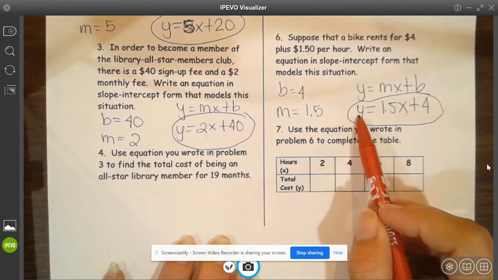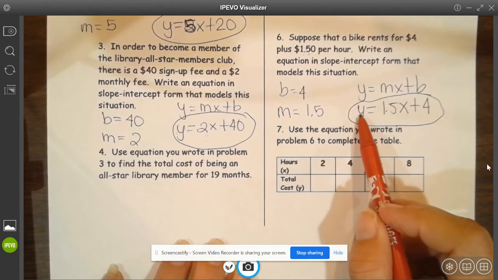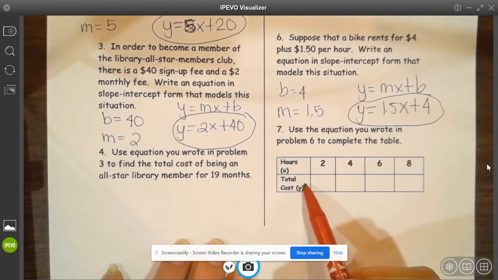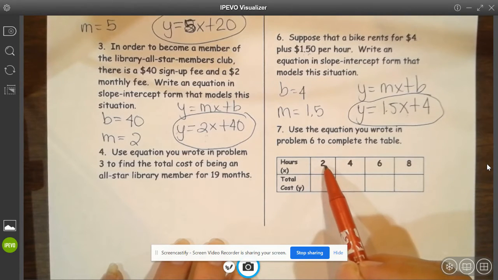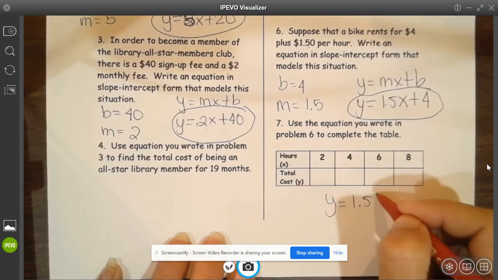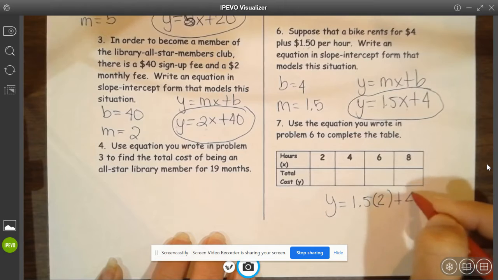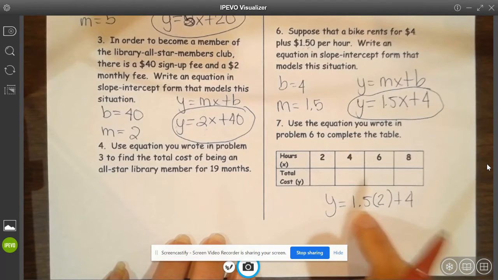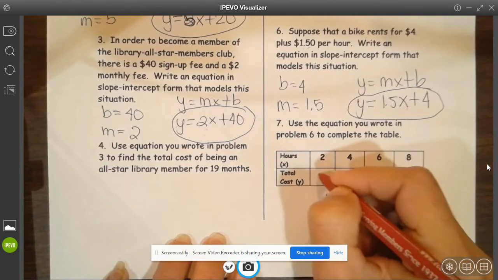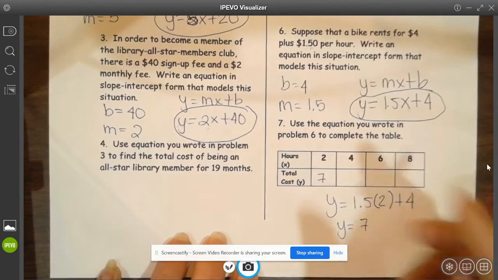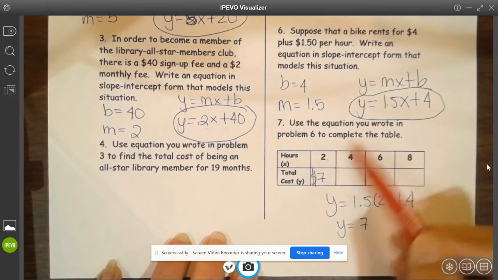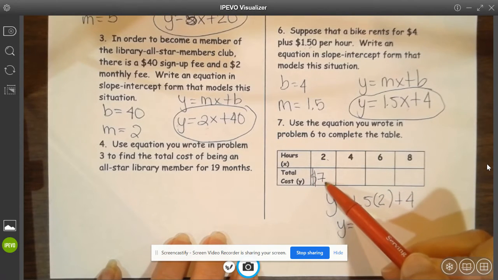And the total cost will be your Y. So hours will be your X and total cost will be your Y. So if we put 2 hours, let's substitute here. That's Y equals 150 times 2 plus 4. Let's find that. 150 times 2, that's 3, plus 4, that's Y equals 7. And that's the total cost here, $7. So if you go 2 hours with these fees, the cost will be $7.